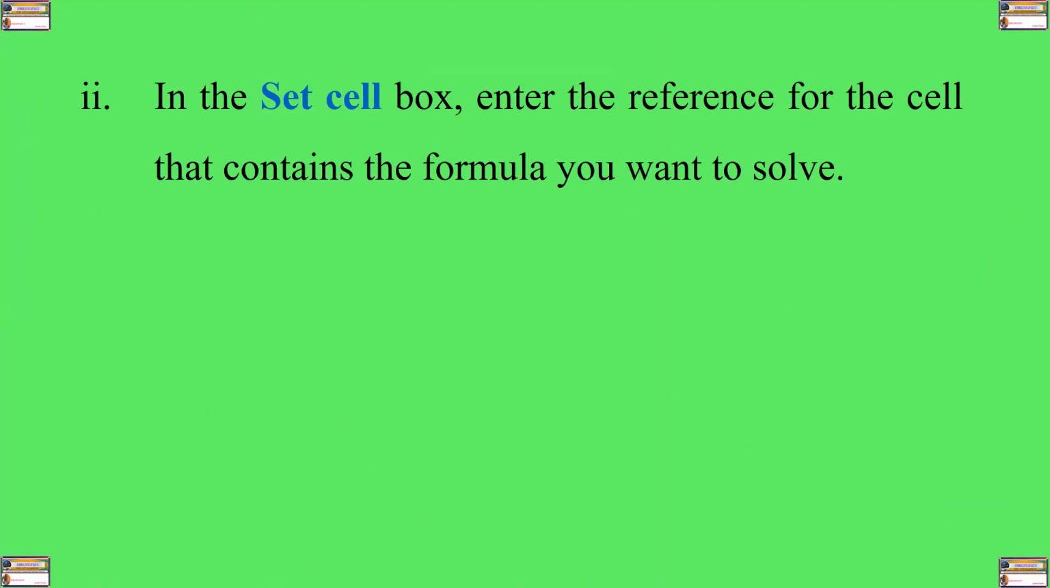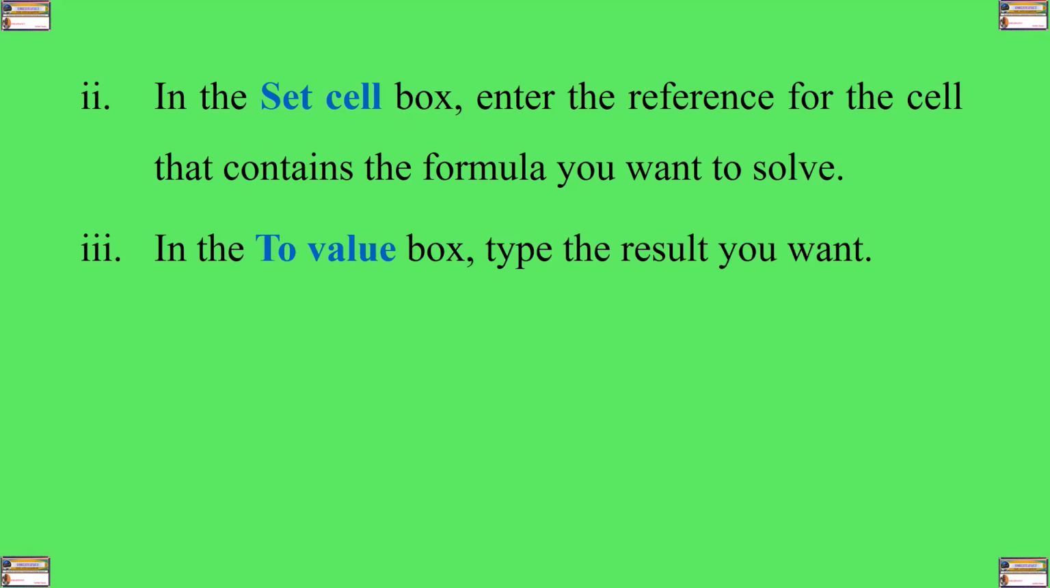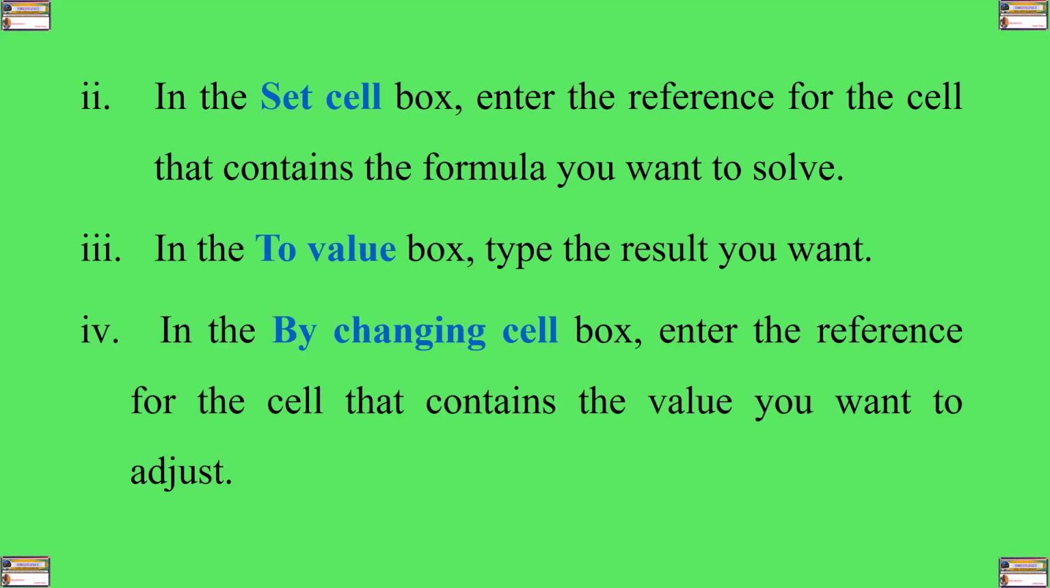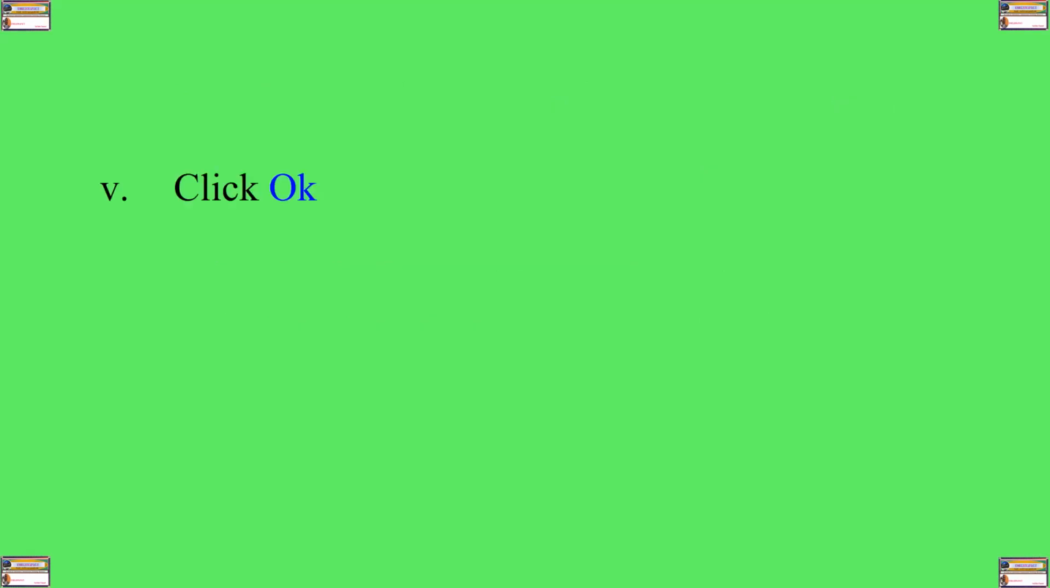Number 2, in the Set cell box, enter the reference for the cell that contains the formula you want to solve. Number 3, in the To value box, type the result you want. Number 4, in the By changing cell box, enter the reference for the cell that contains the value you want to adjust. Then click on OK.